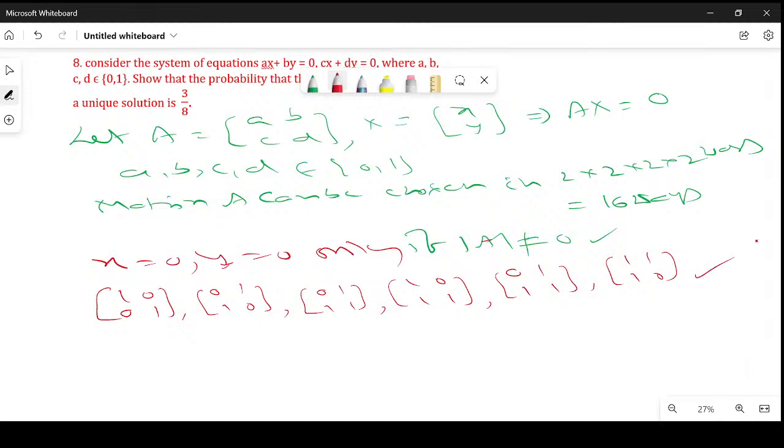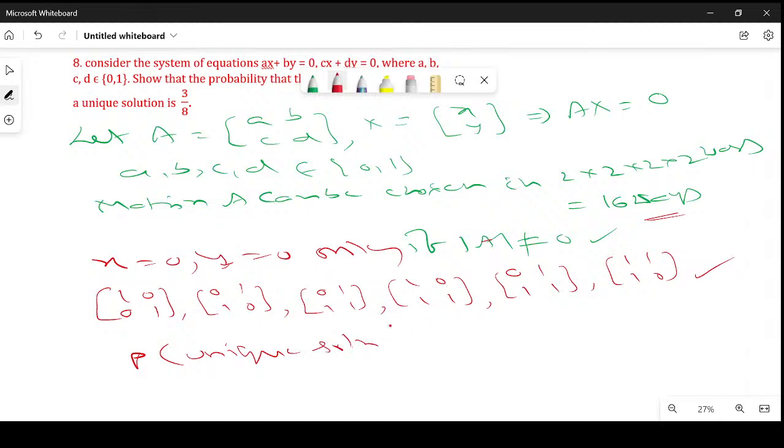Then, in total we have 16 matrices in the data. That means these 6 matrices are non-singular, and the other 10 are singular matrices. So the favorable cases for determinant not equal to 0 are 6. The required probability: the probability that the system has a unique solution.